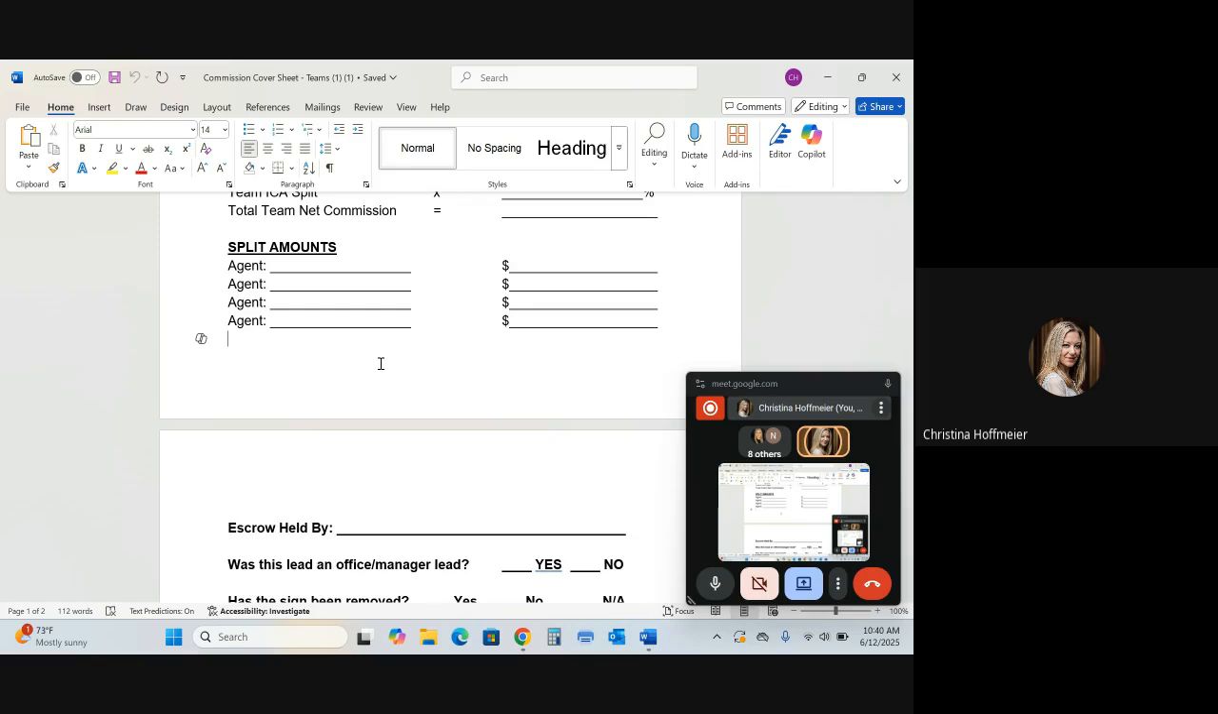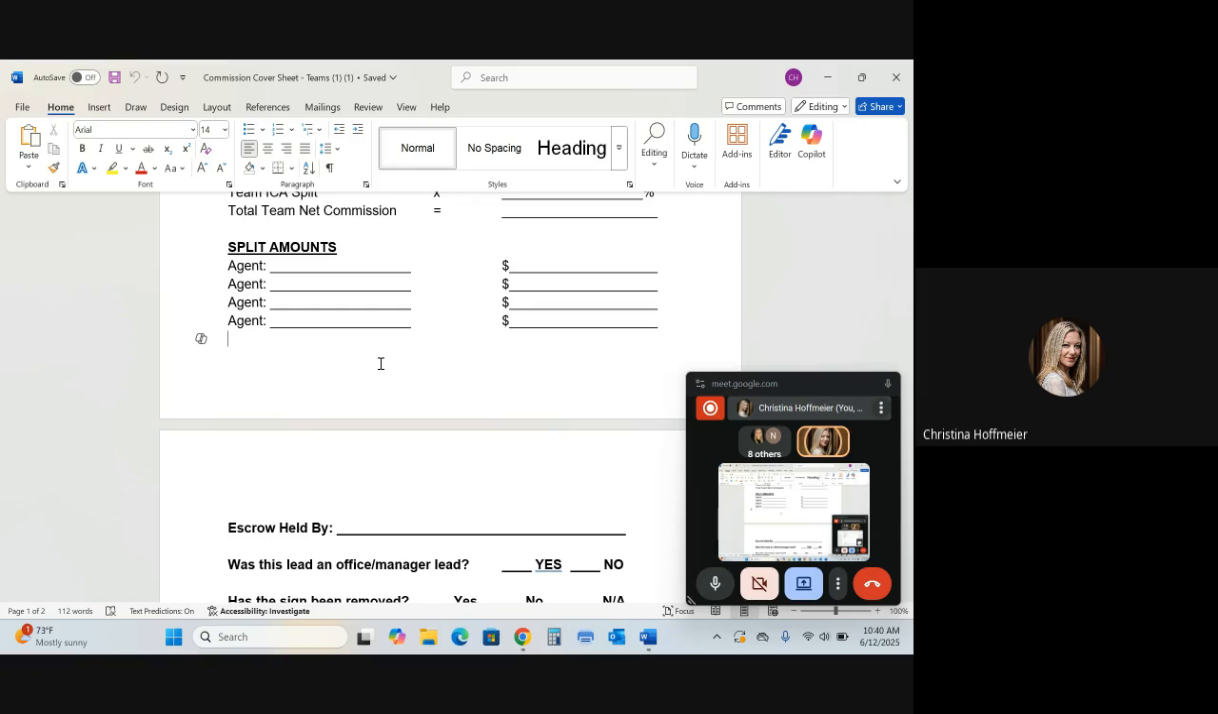It just means that the team lead is asking for a reduction in their commission to pay parties on their team or another agent. So you can use this if you are co-listed with somebody. So say two people team up and they co-list just this one deal. You can use this for co-lists too.